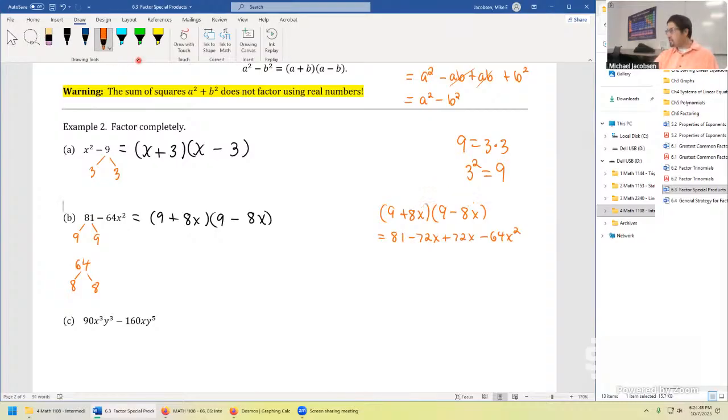So the reason the check works is the -72x and the positive 72x automatically cancel. And that's the effect of alternating the signs from positive to negative. So that tells us this problem is immediately done. Again, they go really, really fast once we see what the pattern is. Any questions on getting through part B?